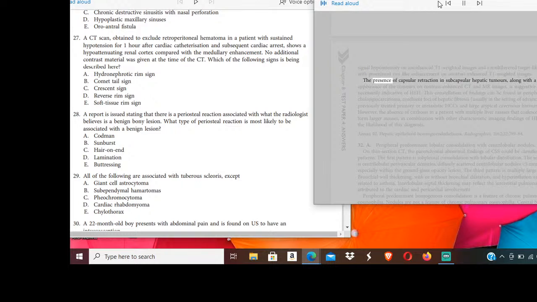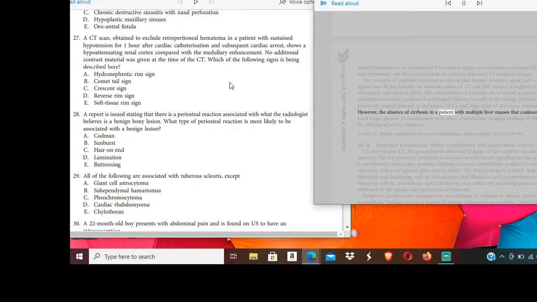The presence of capsular retraction in subcapsular hepatic tumors, along with a target-like appearance of the tumors on contrast-enhanced CT and MR images, is suggestive but not necessarily indicative of HEH. This constellation of findings can be found in peripheral cholangiocarcinoma, confluent foci of hepatic fibrosis, usually in the setting of advanced cirrhosis, previously treated primary or metastatic HCCs, and large atypical cavernous hemangiomas.